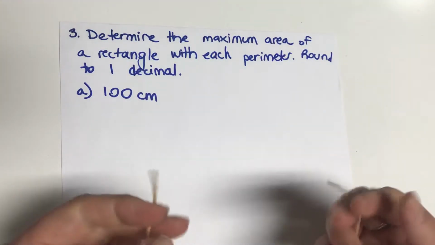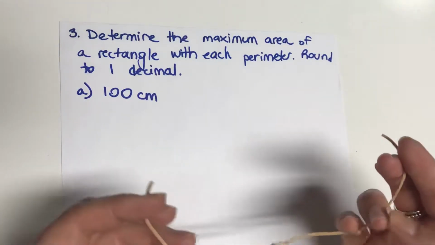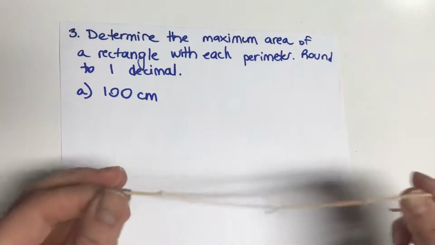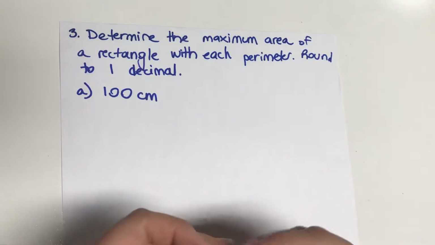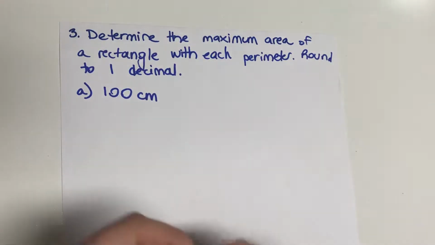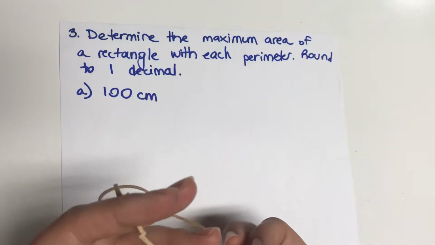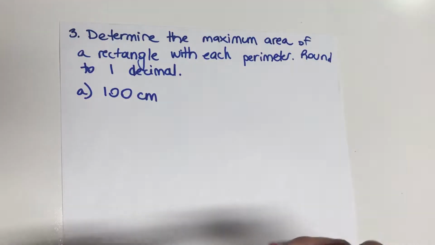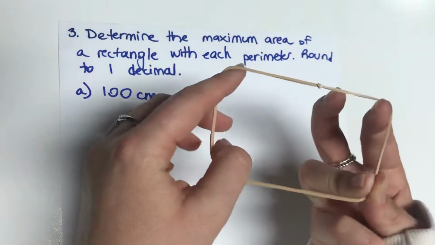Whether my rectangle is forming a fence for a garden or a frame for a picture, I know how much material I have to go around. I just don't know what it's going to look like on the inside. So if I put this together, okay, this is my rectangle.